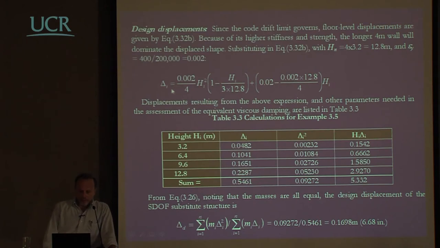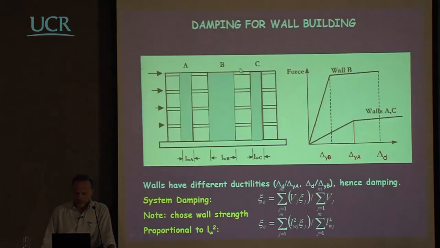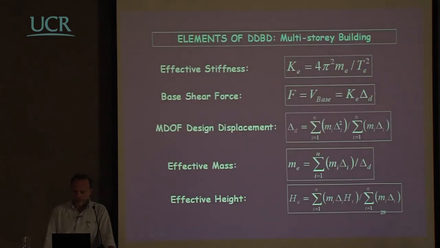You can then calculate what the displacement at the level of each one of the floors is, and you can also calculate the square of this displacement, and you can calculate the height multiplied by this displacement. You can put all this very easily in a spreadsheet, because these are the figures that you will use in these equations where you need, as I was saying, the square of the displacement and so on.